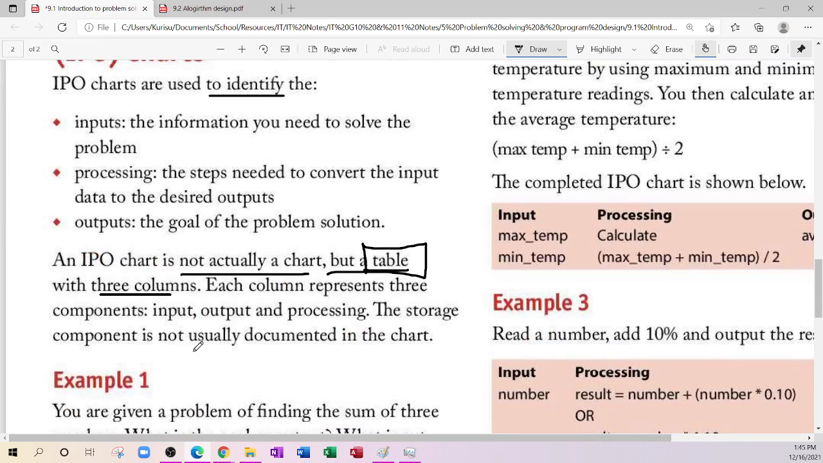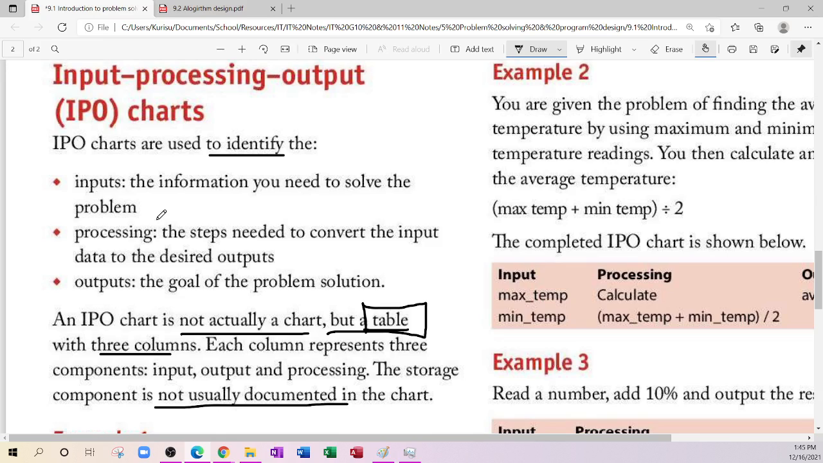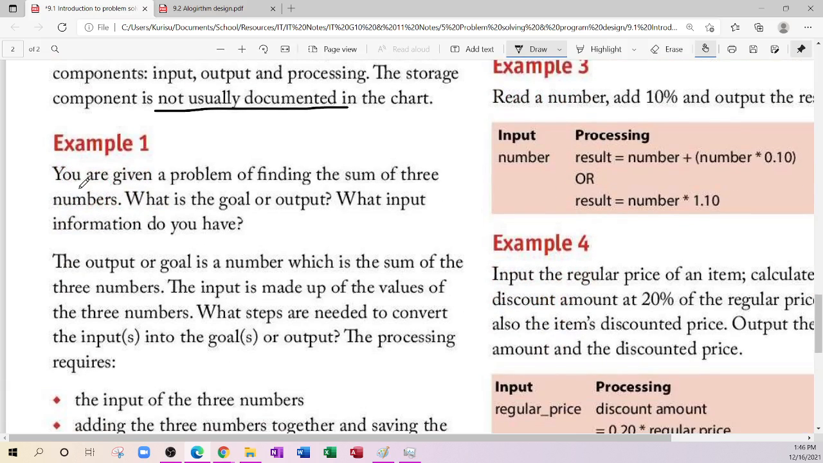As it mentioned, the storage component is not usually documented. So in that table or that chart, you're going to put the input that you need, you're going to put the processing, and you're going to put all of the output. So let's look at an example.